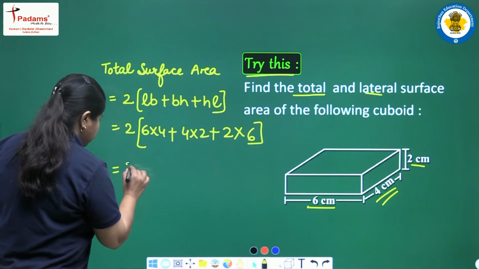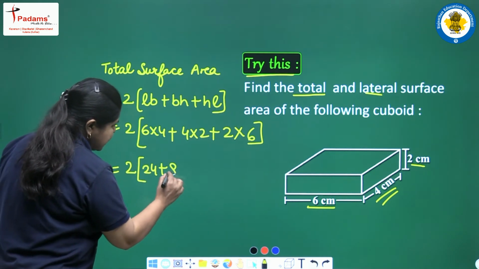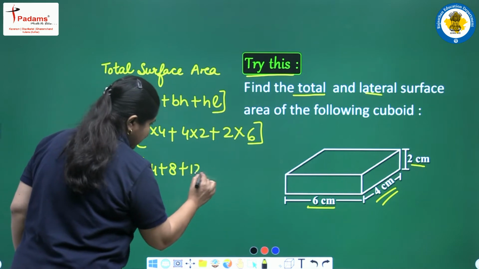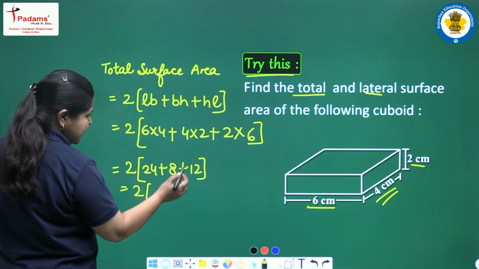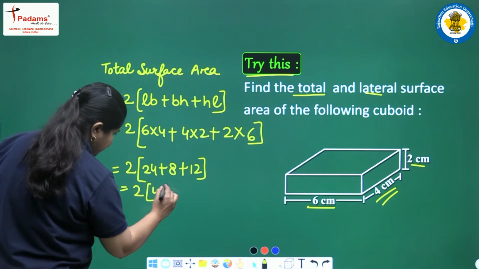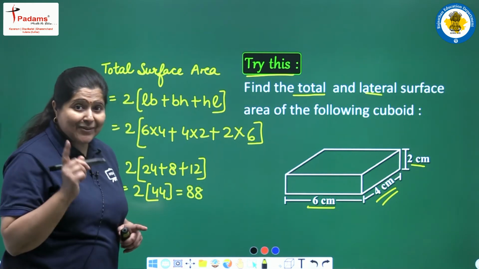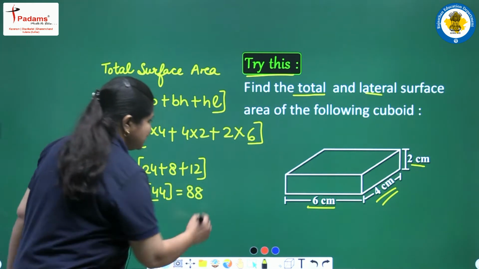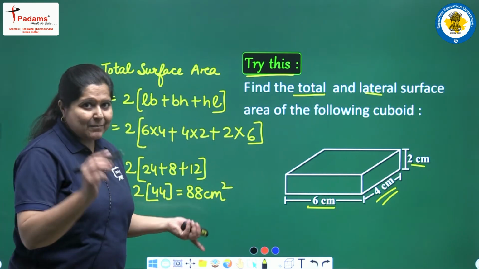And now this will be equal to 2 into 6 4s are 24 plus 4 2s are 8 plus 2 6s are 12. This will now be equal to 2 into, add these 3 numbers, 12 and 8 it's 20, and this will be 44. This will be 88. And now what will be the unit? Yes, it will be centimeter square. Square units, remember every time.